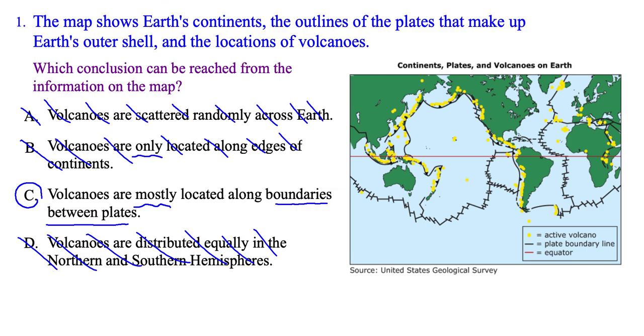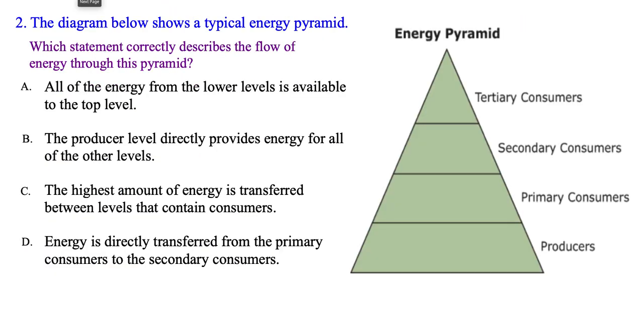Let's go to the next one. It says the diagram below shows a typical energy pyramid. Which statement correctly describes the flow of energy through this pyramid? So let's go through the process of elimination. Again, I see that extreme word all, never, always. If I'm running out of time, I would eliminate this answer choice. All of the energy from the lower levels is available to the top.